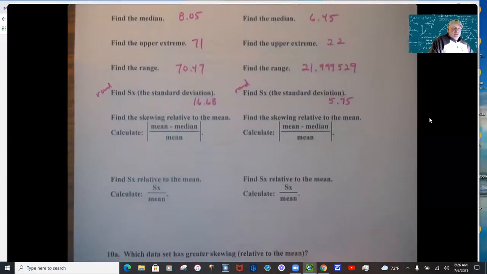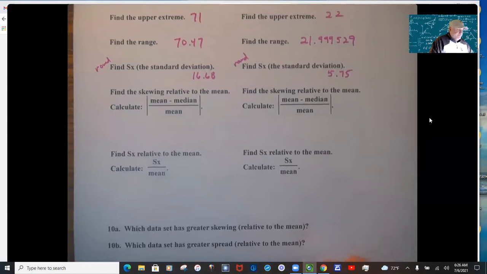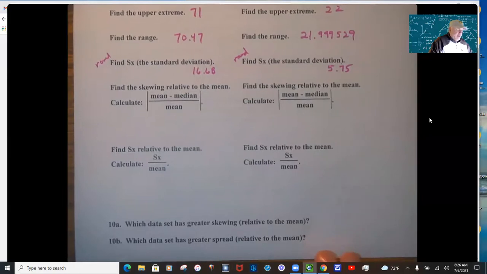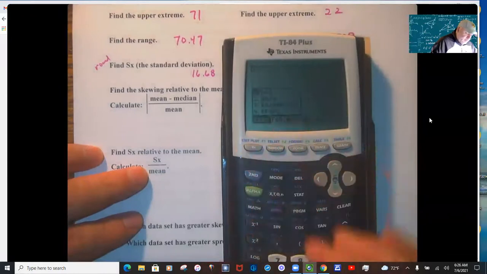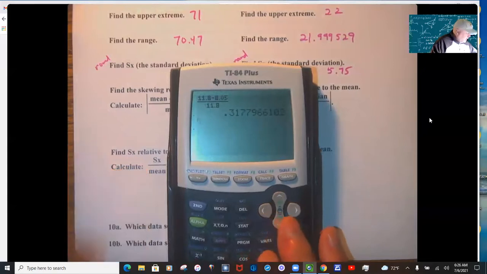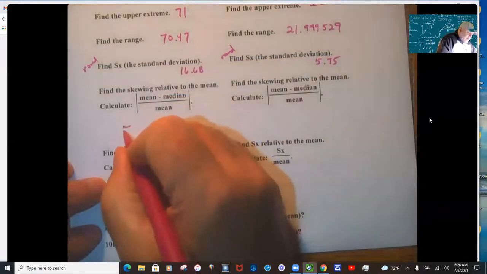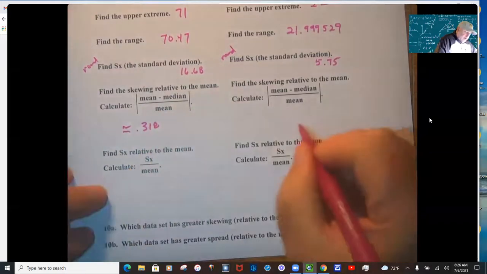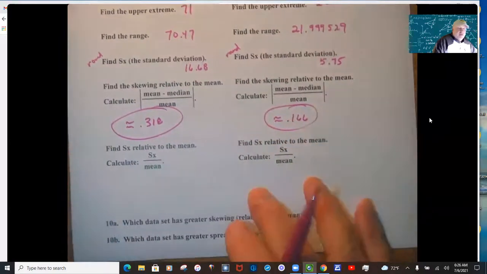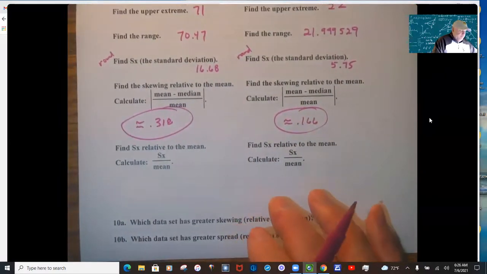All right, so we want to do these calculations, and then we want to answer problem 10 down there and make sure that we get that correct. So we want to do the mean minus the median over the mean. And again, just make it positive, minus the median over the mean. So 0.318 is that. Then you're going to do the same over here. We're going to get 0.166. So it looks like data set A is going to win that battle of skewing.